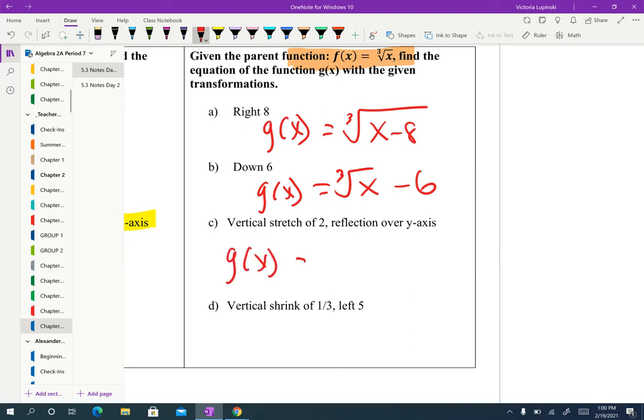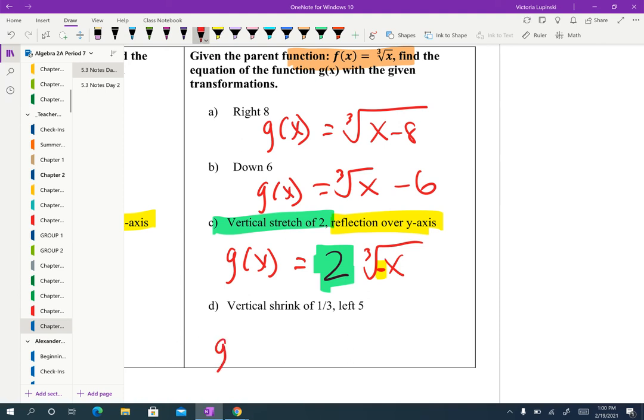If you want to vertically stretch something by 2, you're going to put the 2 on the outside. And if you want to reflect something over the y-axis, that means that you have to put a negative inside of the cube root. And again, I get that information above.